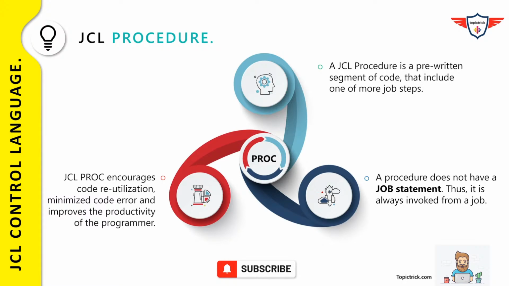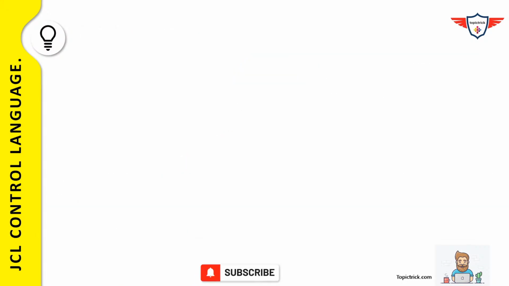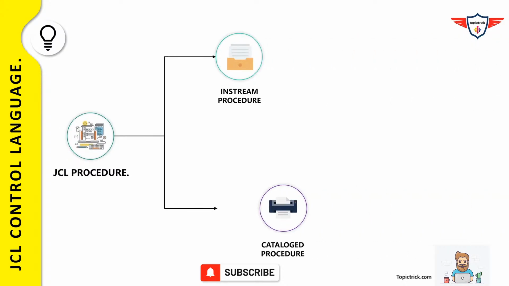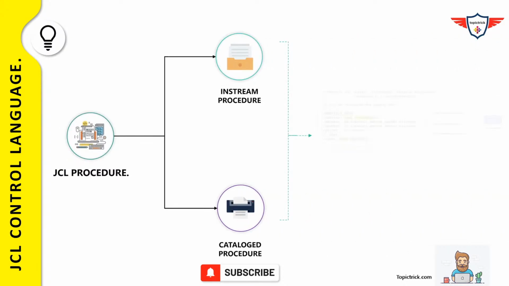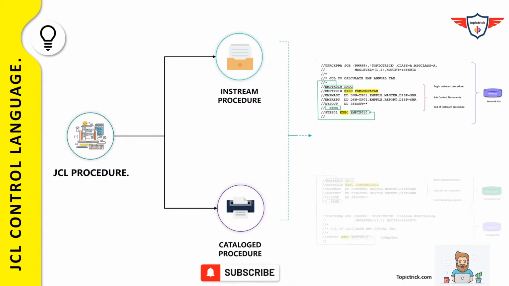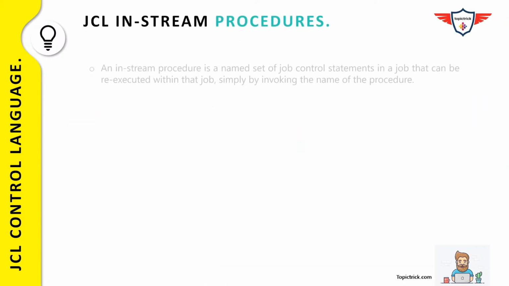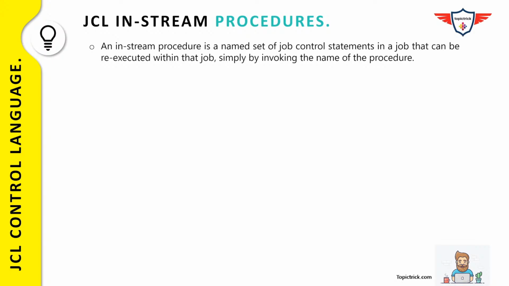Now let's talk about the different categories of JCL procedures. So in general, JCL proc is divided into two categories. First one is Instream procedures and the second one is catalog procedures. Now let's talk about JCL Instream procedures. So Instream procs are the ones which are actually included in the job itself.